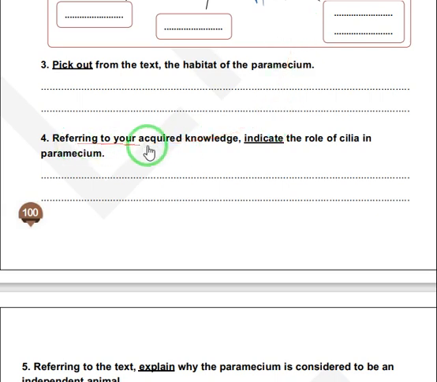Also, you have to fill in number 4 to indicate the role of cilia in the paramecium, also mentioned in the above text.